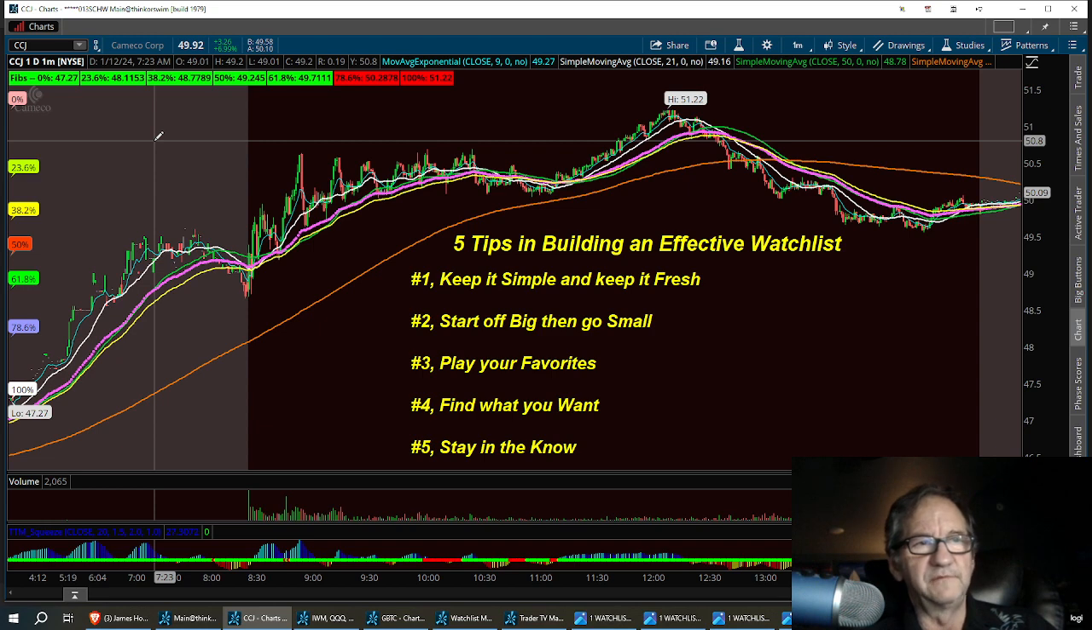First thing about trading, and it depends on what kind of person you are, I like to keep it simple and fresh. I like to keep my watch list real simple. I don't need a lot of rigmarole on there. I just need to know what kind of stocks are moving. I need to know the volume, I need to know the percentage, and I need to know the price. That's about it.